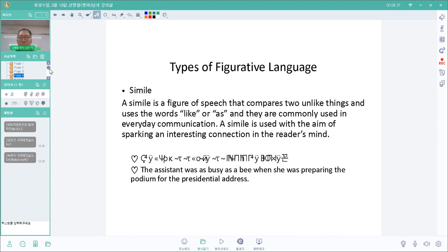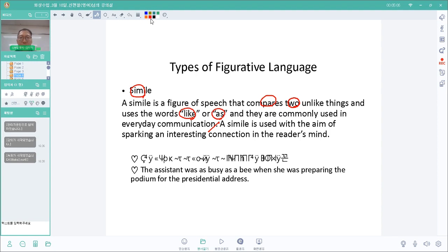First, we have a simile. A simile is a figure of speech that compares two unlike things and uses the word like or as, and they are commonly used in everyday conversation. So simile is making a comparison between two things. Okay? And when you use the technique of simile, you use the phrase like or the phrase as.